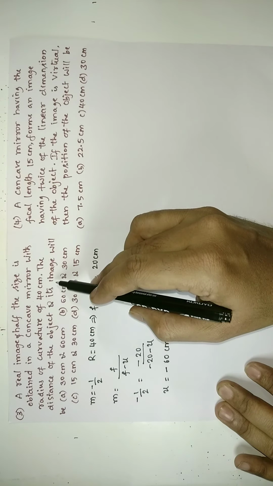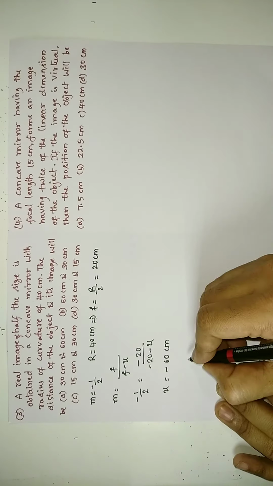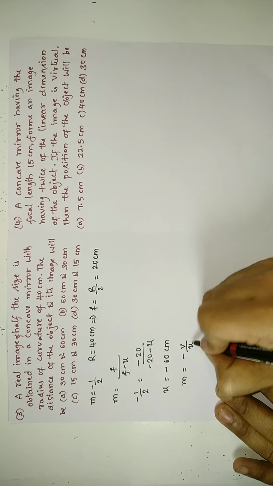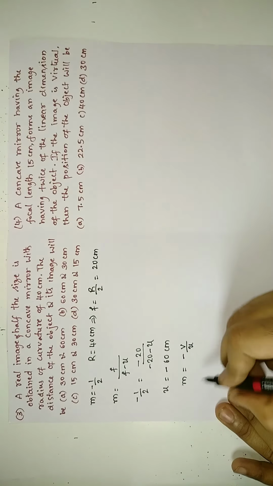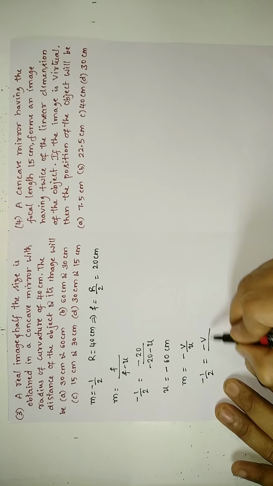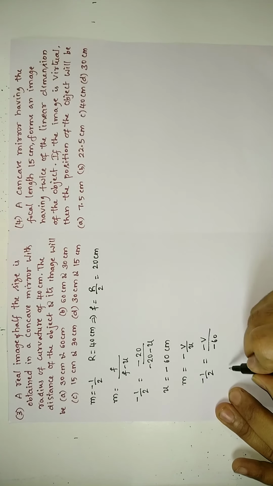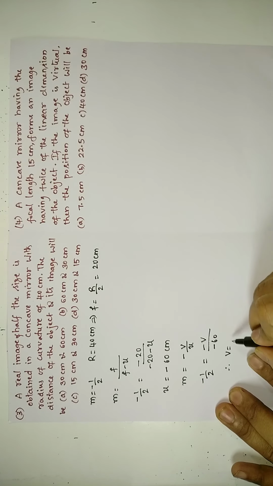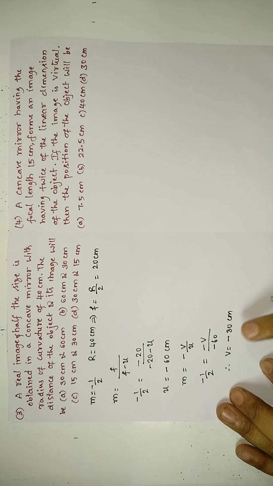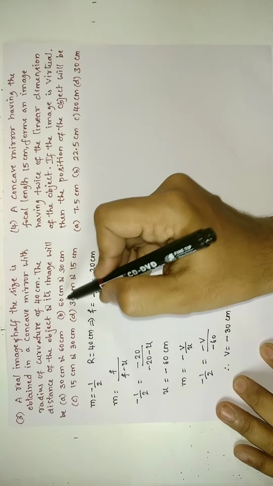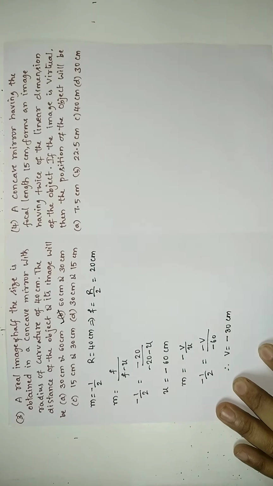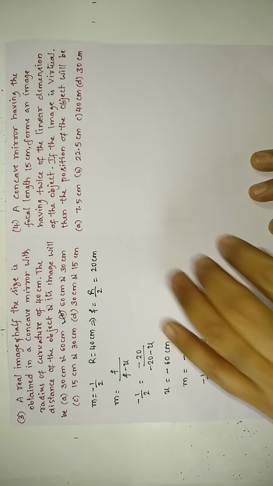In the same way, you also require the distance of the image. As we have learned, the magnification is given by minus v by u. Magnification here is minus 1 by 2. Image distance you are supposed to calculate, and object distance is 60 centimeters. Therefore you will get image distance equal to minus 30 centimeters. So the image will be formed at a distance of 30 centimeters. Object distance will be 60 centimeters and image distance will be 30 centimeters. So your second option is valid.